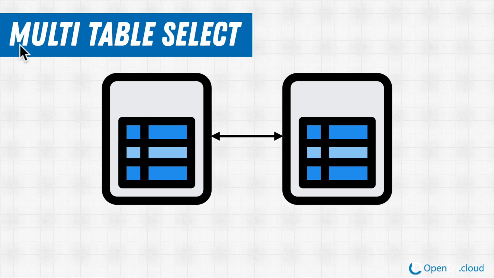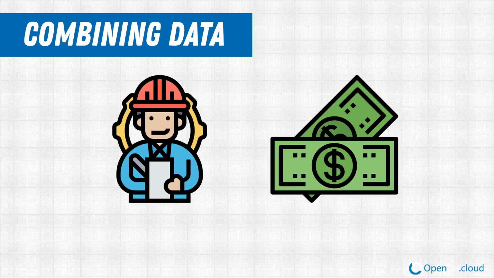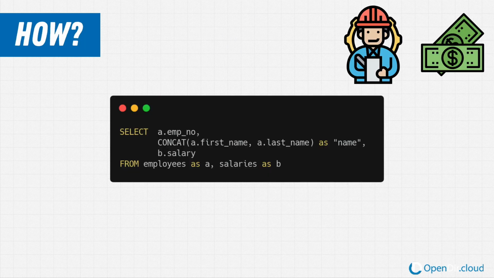Multi-table selects are combining the data from multiple tables in order to create a visualization that can span relationships across tables. So, what if you want to combine data from multiple tables? Well, let's say we wanted to show the salary of an employee beside his information. Well, first off, let's start with a simple query.